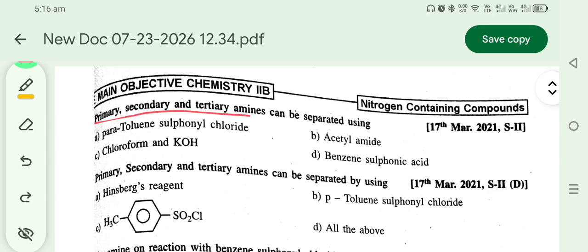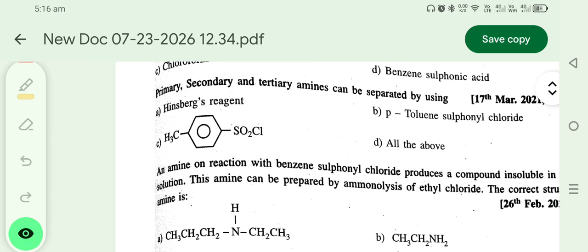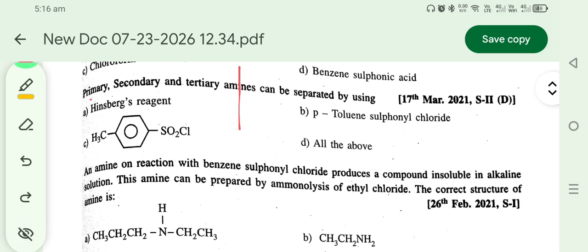Primary, secondary, and tertiary amines can be separated by para-toluene sulfonyl chloride, the Hinsberg reagent. The Hinsberg reagent is also a para sulfonyl chloride, and its structure is option C. Hence, all of the above.